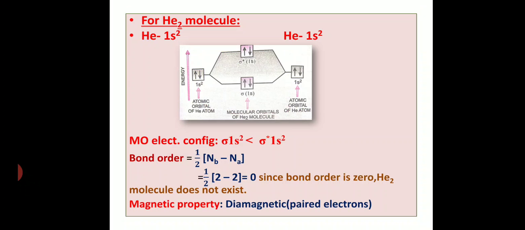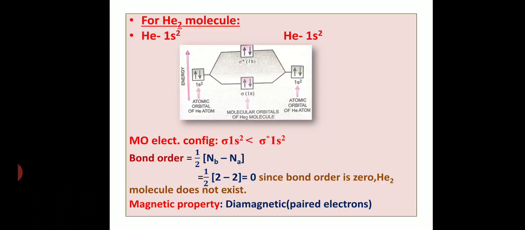Next, for helium molecule, the atomic orbital electronic configuration is 1s2. Now two helium atoms combine, 1s2 combining with 1s2. Total number of electrons is 4. So it forms bonding and anti-bonding, sigma 1s2 and sigma star 1s2. Now calculate bond order: 1 by 2 into (2 minus 2), because bonding electrons are 2, anti-bonding electrons are 2. So here the answer is 0. So that means bond order in helium molecule is 0.